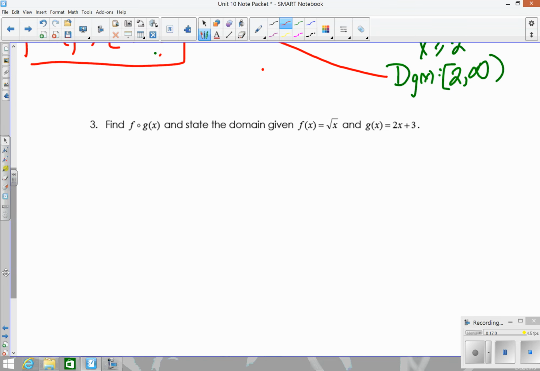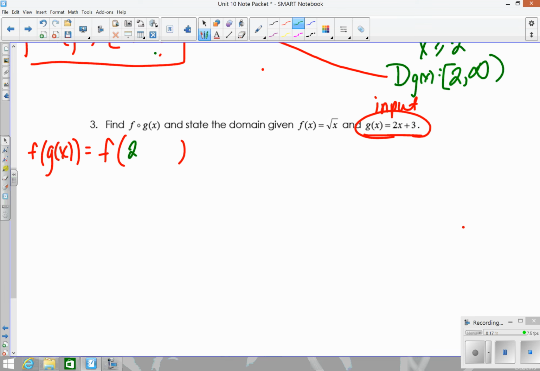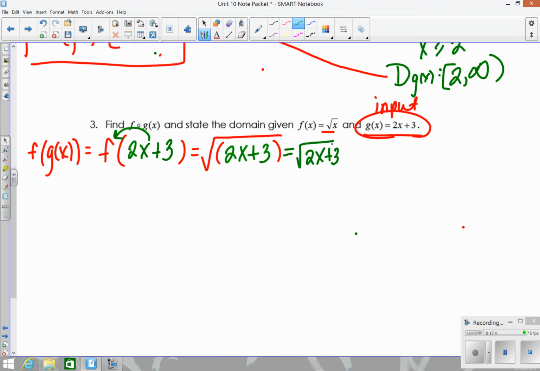So for this one, we're going to start off with finding f of g of x. So we're going to take g of x, again, as the input into function f. So it's going to be f of 2x plus 3. So we're plugging that into function f. So function f is the square root of x. So you're going to input the 2x plus 3 into the square root. And then you simplify, which in this case I can't really simplify. The only thing I could really do if I wanted to do anything would just be drop the parentheses.